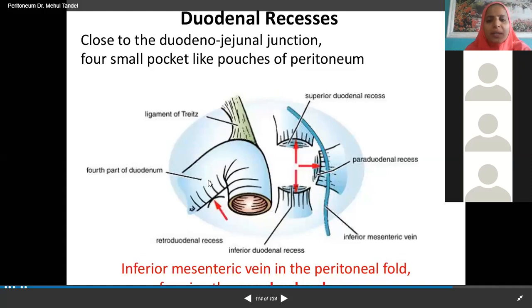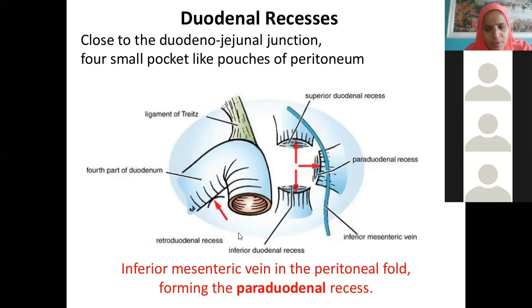That means you are now taking the fourth part as a landmark, and then you are checking above, below, on the side, and behind. You are taking the fourth part of the duodenum as a landmark, and then checking for the empty spaces, extensions. Above is superior, below is inferior, on the side is para and behind is retroduodenal recess. So we are using the fourth part as the reference.